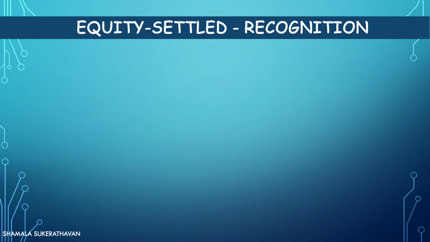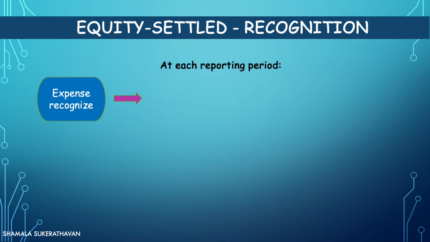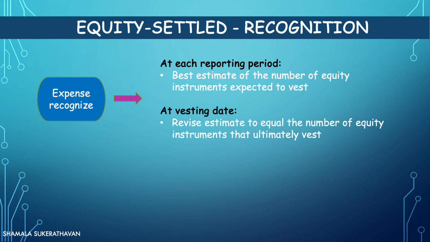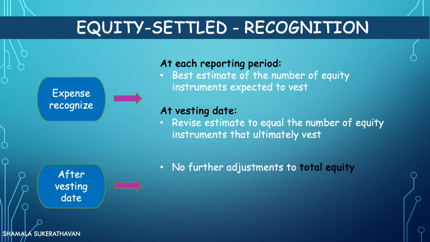As the actual number of equity instruments that would ultimately vest depends on whether the vesting conditions are met, the expense recognized at each reporting date should be based on the best estimate of the number of equity instruments expected to vest. At the vesting date, the entity shall revise the estimate to equal the number of equity instruments that ultimately vest. IFRS 2 stipulates after the vesting date, no further adjustment shall be made to total equity.